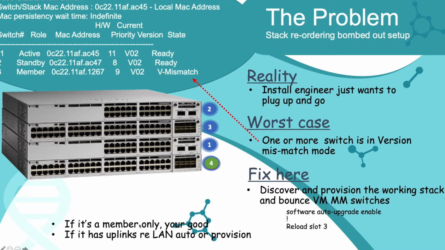Yeah, as I just said, if it's a member-only switch, no uplinks, you're good. It just joins the stack. It's DNAC again, assuming you're running DNAC, then we just repoll that switch. So just resync it, and then we'll discover that new switch. If it's got an uplink on, then yeah, LAN automation as we described previously.